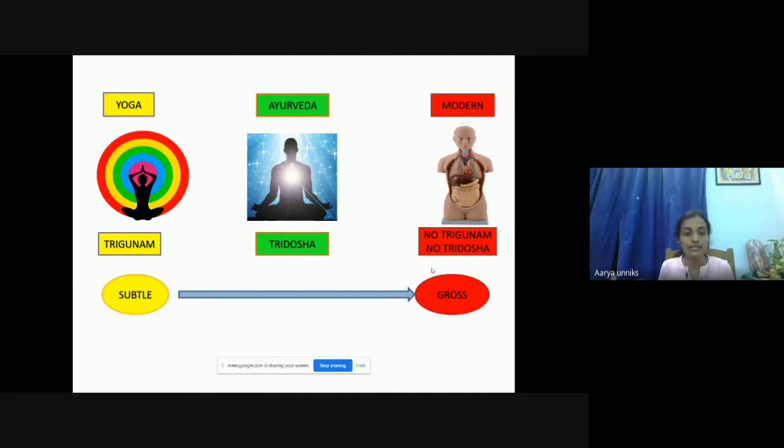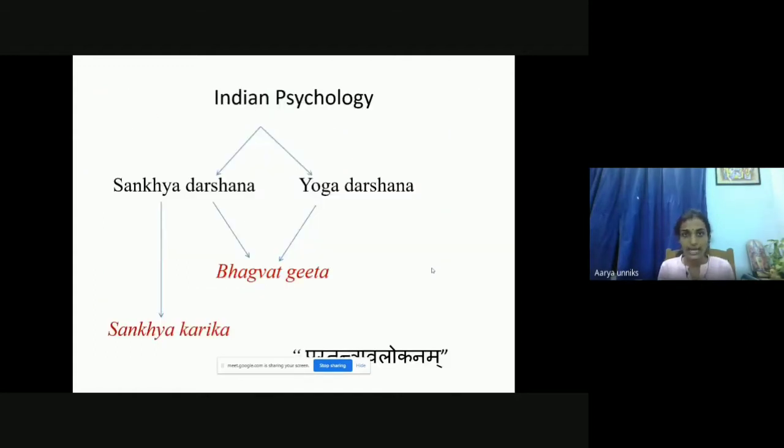So we are going to study the subtlest of the elements, that is Trigunas. Indian psychology, which is very famous throughout the world and has given significant contributions in the field of psychology, comes from the ancient seekers who learned a lot about the workings of the mind. It is called knowledge from the East. It has roots mainly in two darshanas. Among the Shat Darshanas, Indian psychology has its roots in Sankhya and Yoga Darshana.